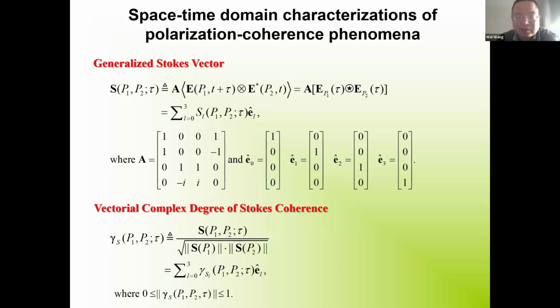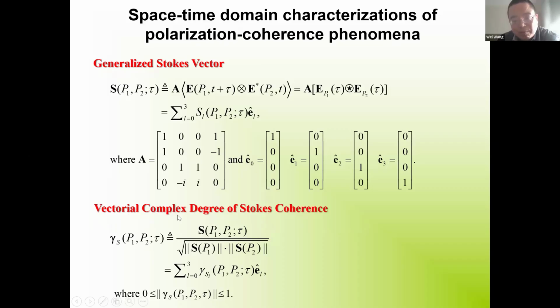at two points P1 and P2, we can use this Frobenius norm for the normalization. Therefore, we are able to introduce the vectorial complex degree of Stokes coherence. In this way, this vectorial complex degree of Stokes coherence also has 4 components. Here the gamma SL serves as the components, and the EL serves as the orientation, that is, the base vectors.